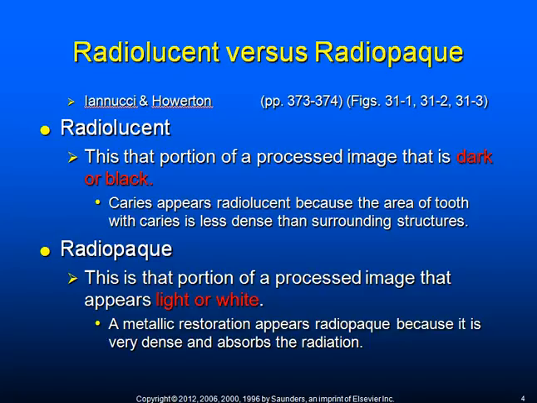Radiolucent is that portion of the image that is dark or black after processing. Radiopaque structures are the ones that appear light or white on the radiograph.